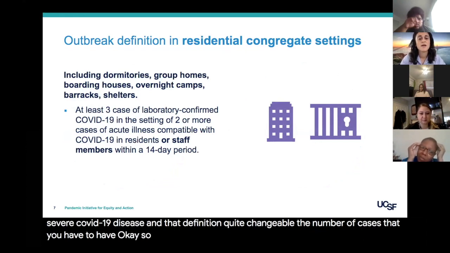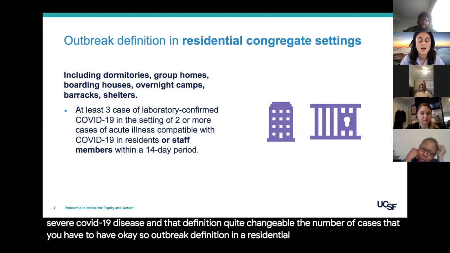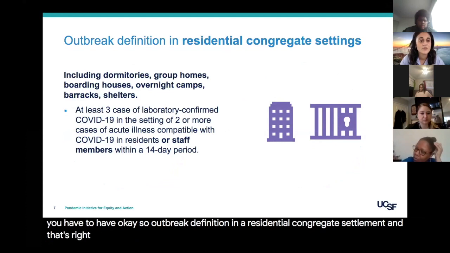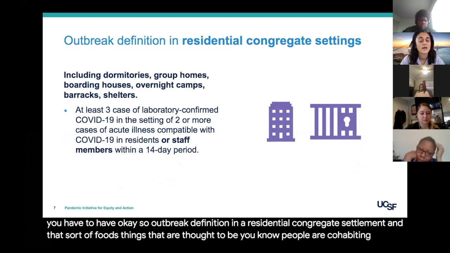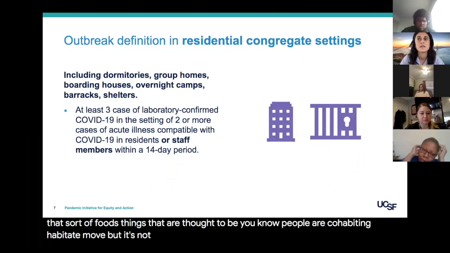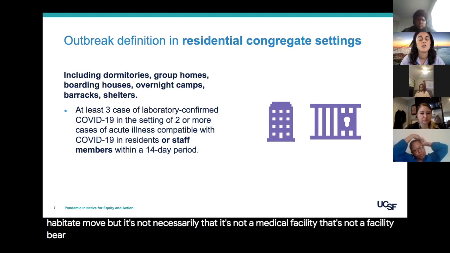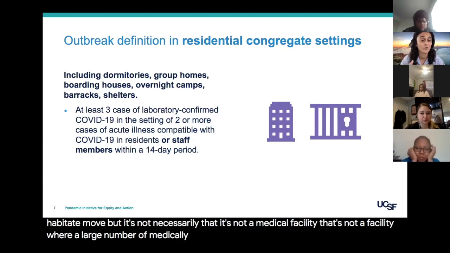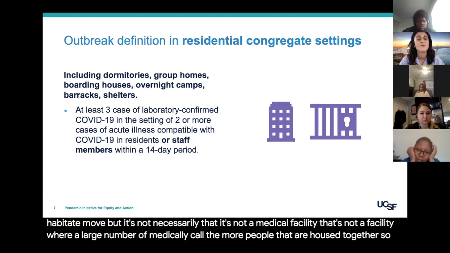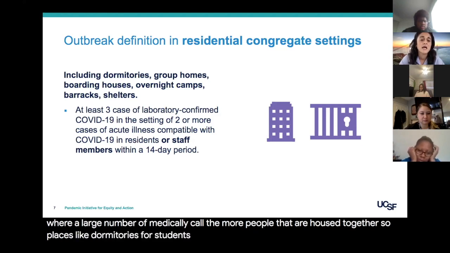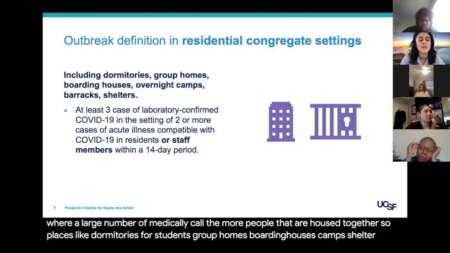Okay, so outbreak definition in a residential congregate setting. That sort of includes places where people are cohabiting, but it's not a medical facility, and it's not a facility where a large number of medically vulnerable people are housed together. So places like dormitories for students, group homes, boarding houses, camps, which was a thing over the summer, barracks, shelters.